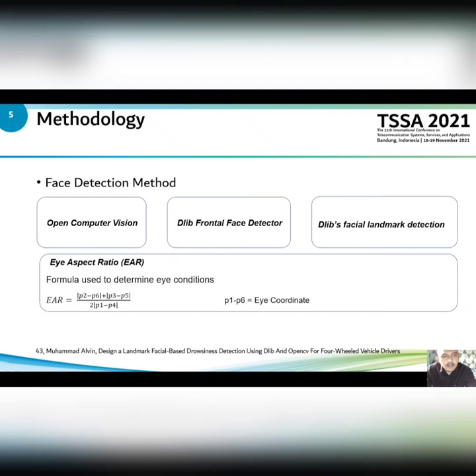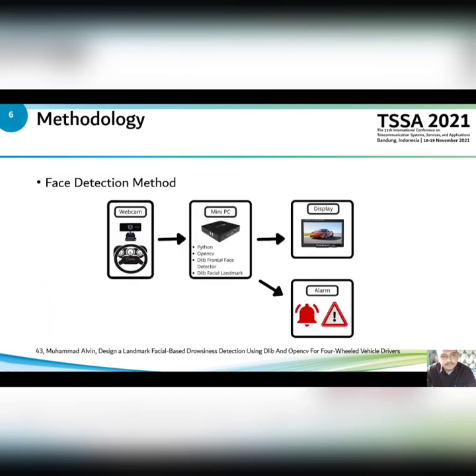Methodology. The face detection method uses OpenCV, the Dlib frontal face detector for face detection, and Dlib facial landmark detection for detecting eye coordinates and the eye aspect ratio, or EAR, to determine eye condition. The system uses a webcam connected to a PC that has Python installed and some libraries such as OpenCV, Pygame, Dlib, and Tkinter, then a monitor for displaying detection results.